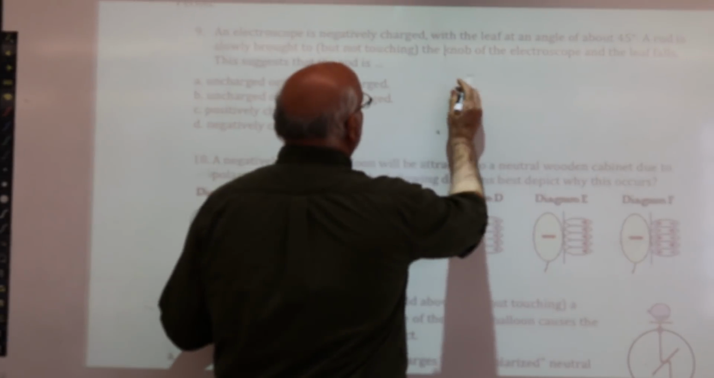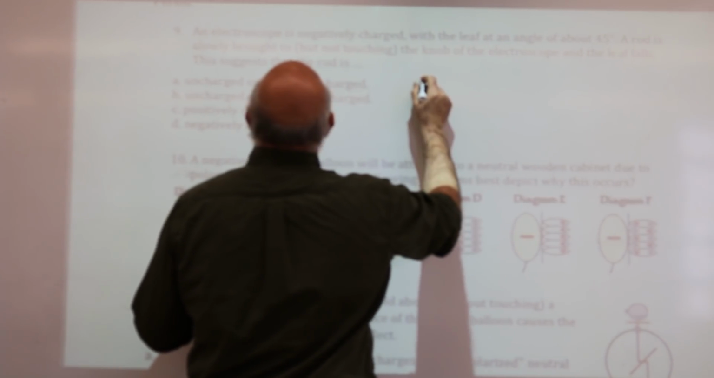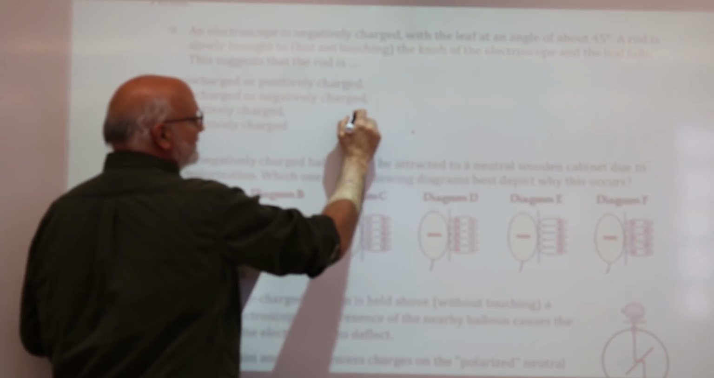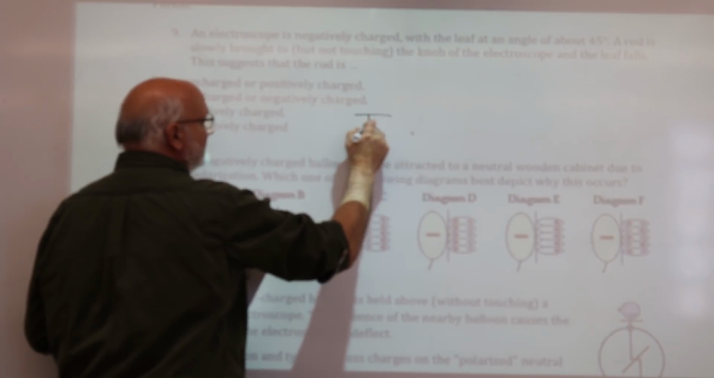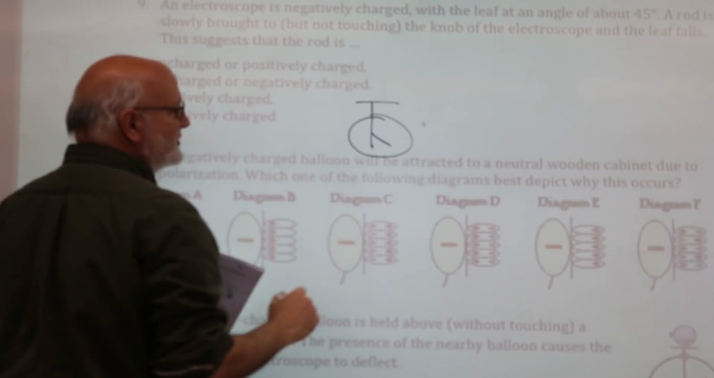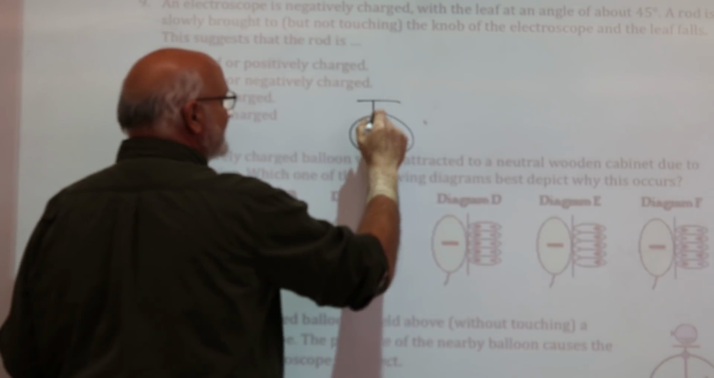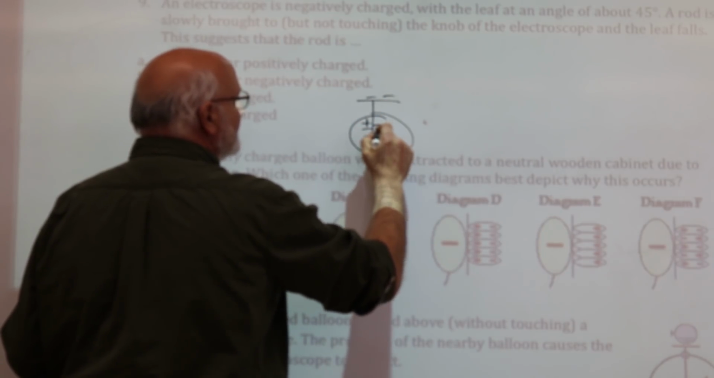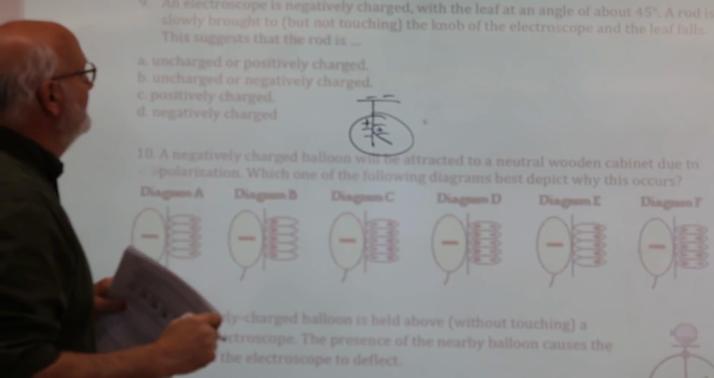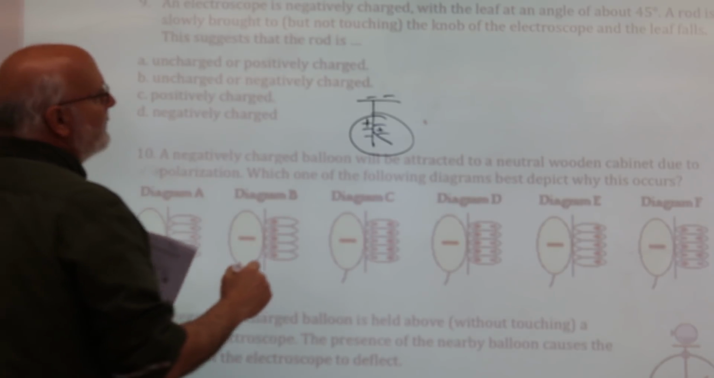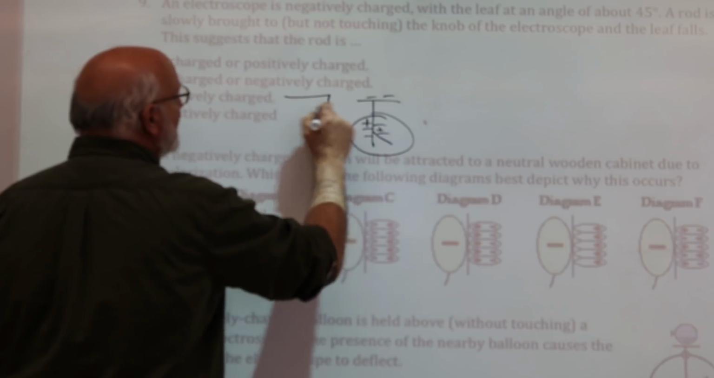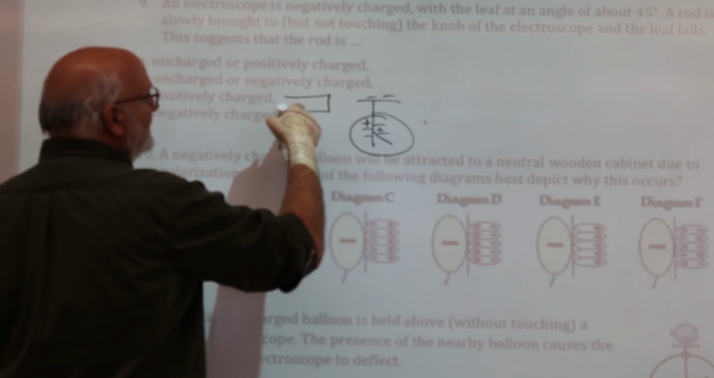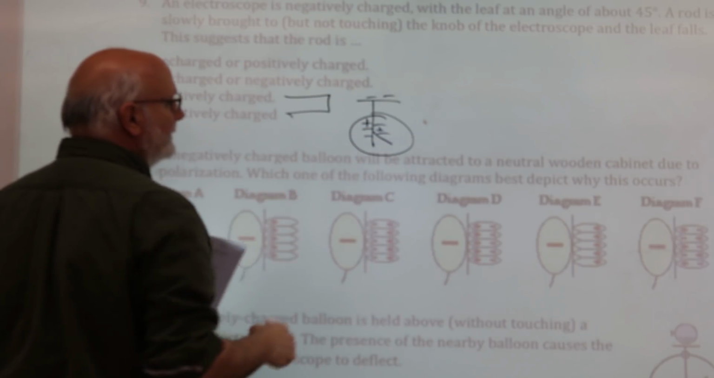An electroscope is negatively charged. So here's our electroscope. It's negatively charged, so we get a deflection here. That means we get excess negatives, not nearly as many positives, okay? A rod is slowly brought towards, but not touching, the knob of the electroscope, and the leaf falls.